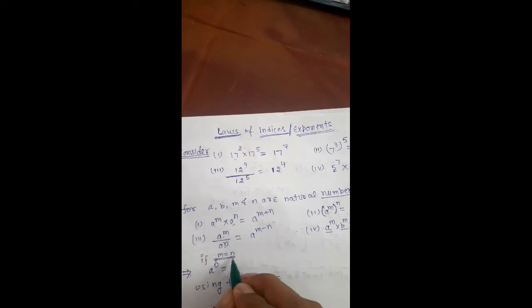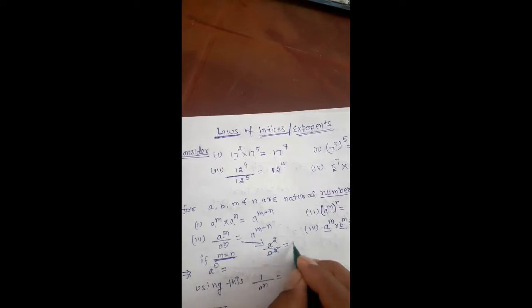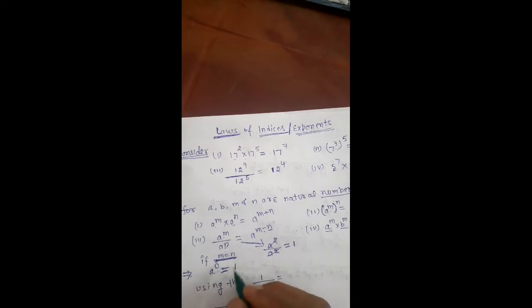Now see, in rule number 3, if m and n are equal, then what does it mean? If you say a to the power 2 divided by a to the power 2, then both are cancelled out and we are left with 1. So if you see the rule, if m and n are same, then m minus m will be a to the power 0, and if we solve in this way, it is 1. So any number having power 0 is always equal to 1. Remember this one.